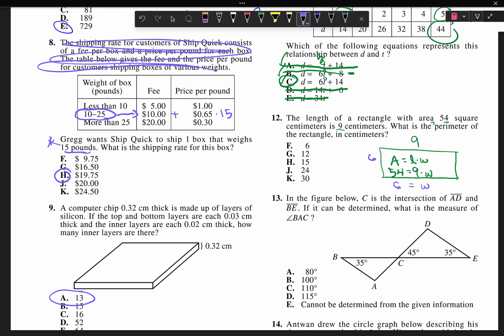So this is 6, this is 6, and then obviously this side down here is 9. So our perimeter is just 9 plus 9 plus 6 plus 6, which is 30.